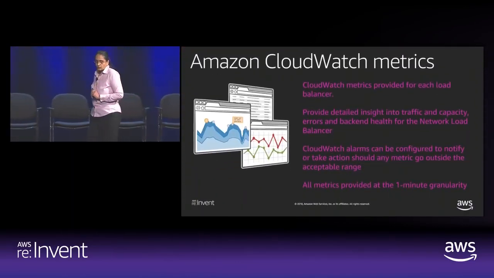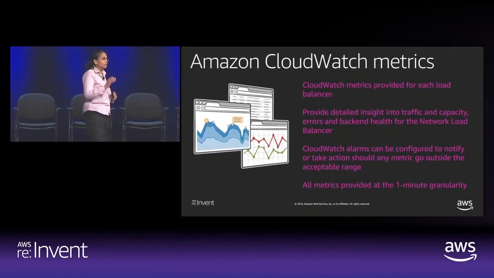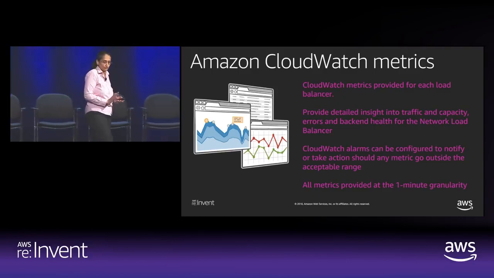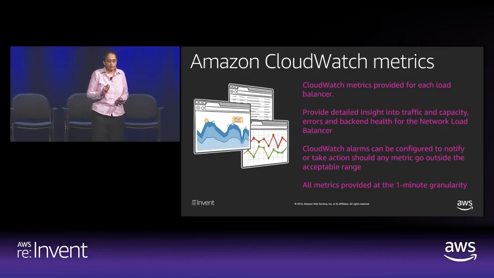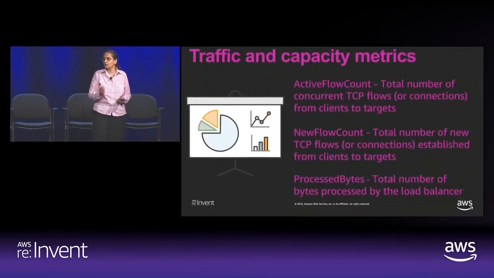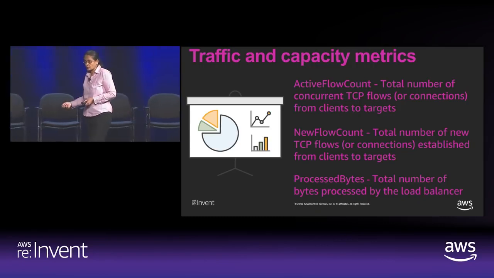Going deeper into the metrics, similar to application load balancer, network load balancer pushes a whole lot of metrics. I want to highlight the metrics that are new on the network load balancer. So you want to look at the active flow count, you want to look at the new flow count, and you want to look at the process byte.